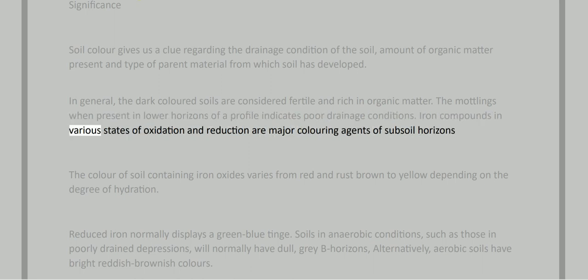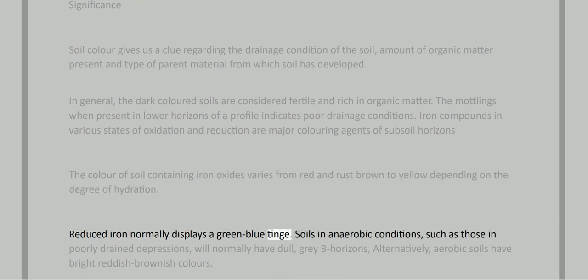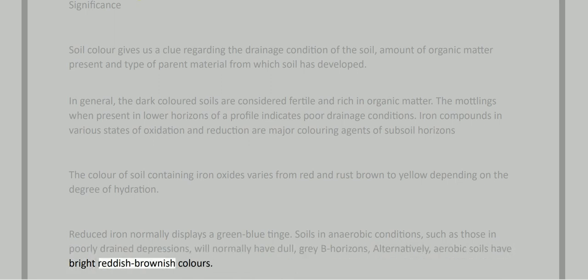Iron compounds in various states of oxidation and reduction are major coloring agents of subsoil horizons. The color of soil containing iron oxides varies from red and rust brown to yellow depending on the degree of hydration. Reduced iron normally displays a green-blue tinge. Soils in anaerobic conditions, such as those in poorly drained depressions, will normally have dull, grey horizons. Alternatively, aerobic soils have bright reddish-brownish colors.